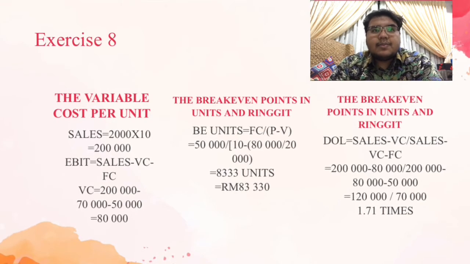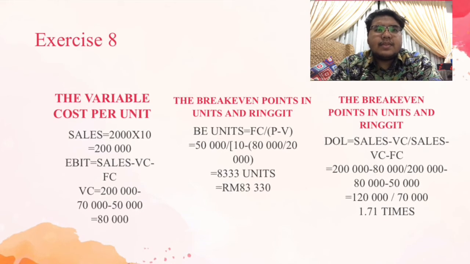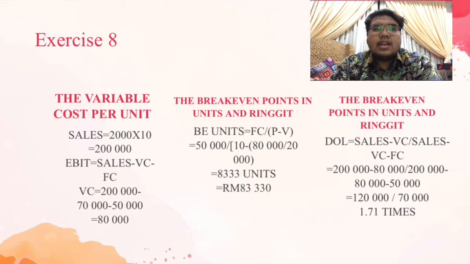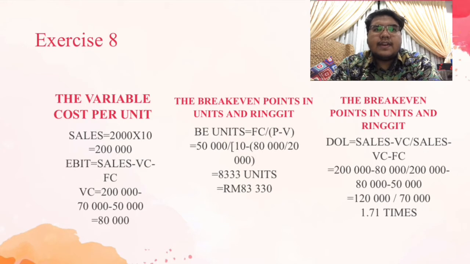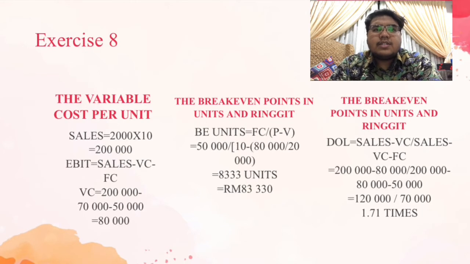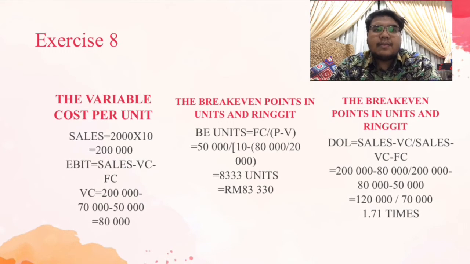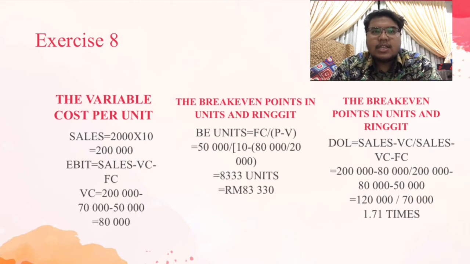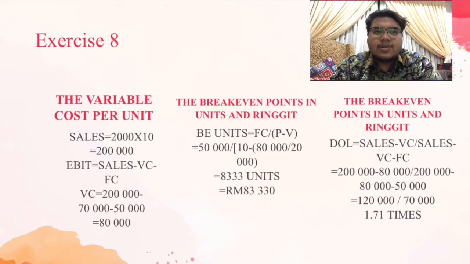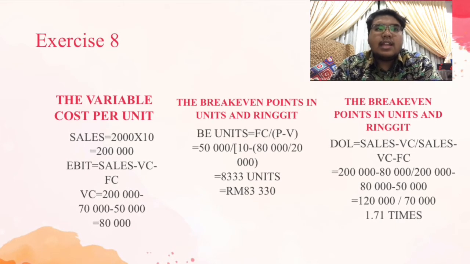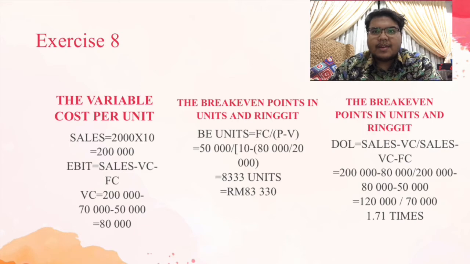And then the third step is the degree of operating leverage. The DOL is equal to sales minus variable cost divided by sales minus variable cost minus fixed cost. It equals 200,000 minus 80,000 divided by 200,000 minus 80,000 minus 50,000, which equals 120,000 divided by 70,000, and you'll get 1.71 times. That is the degree of operating leverage. Thank you very much. Assalamualaikum.